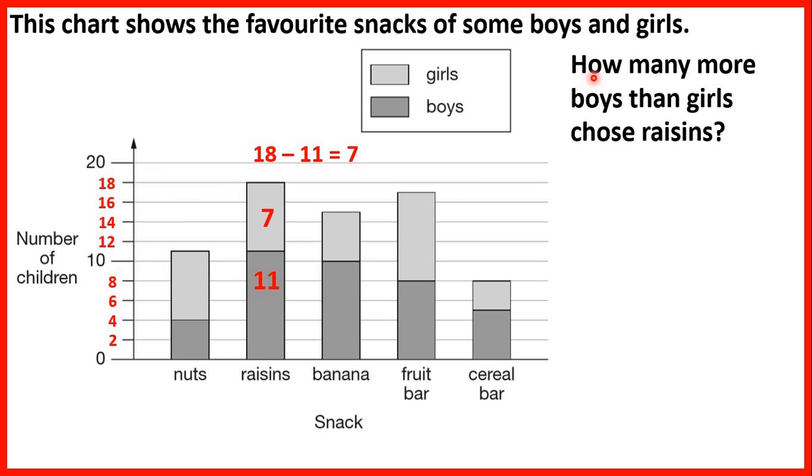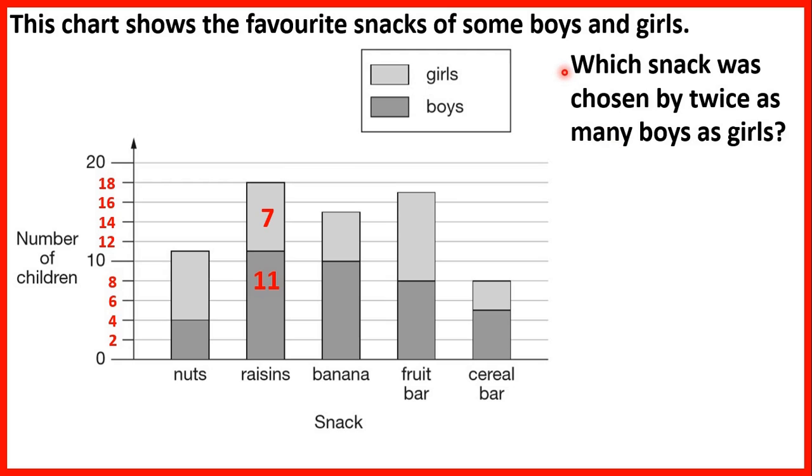Now the question asks how many more, so we're finding the difference, which means we need to subtract, and 11 minus 7 is 4. So 4 more boys than girls chose raisins. Now, which snack was chosen by twice as many boys as girls? So it's not going to be raisins, because 11 is not 2 times 7.